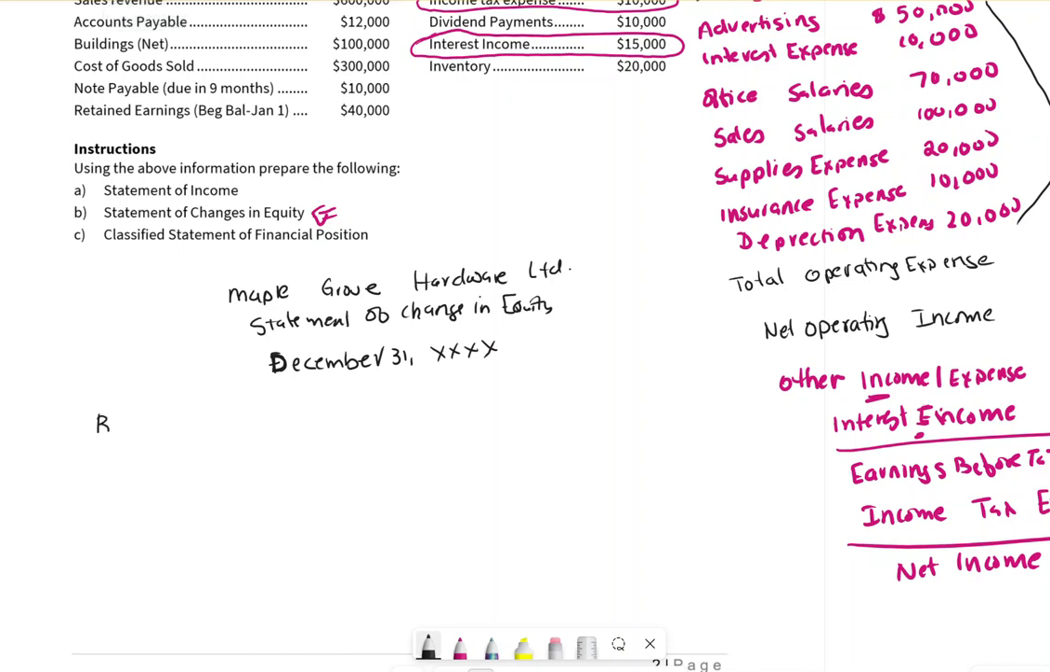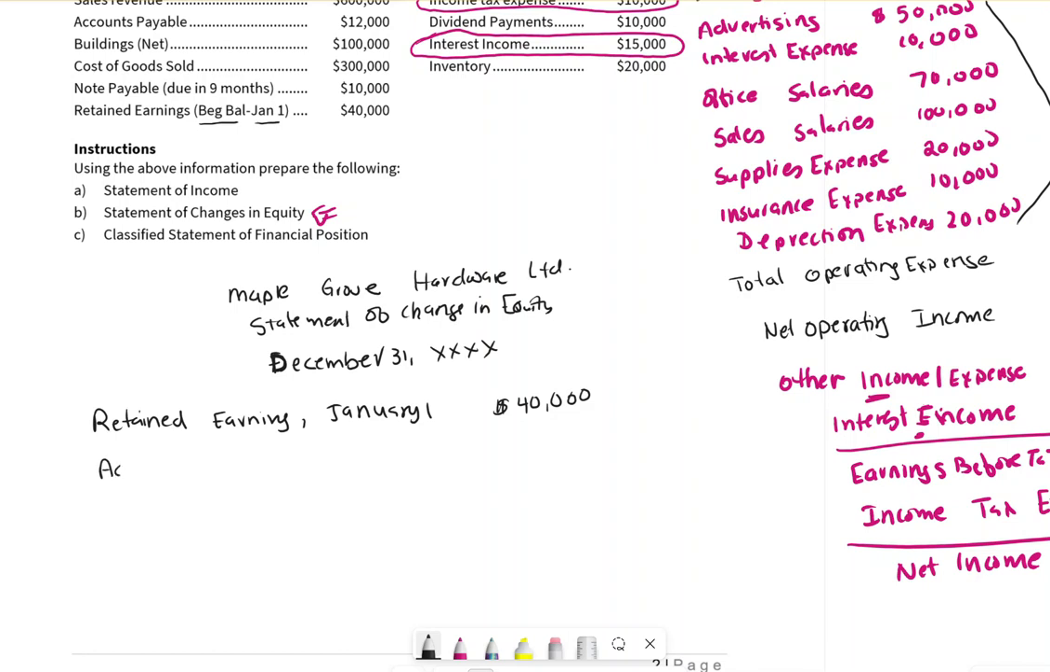And we always start with the beginning balance. So we have something called retained earnings beginning balance, or, if they give it to you, either one is correct. They give us the beginning balance, and it is on January 1st. You could put it as retained earnings, and that's the balance we started off with, and that is $40,000.